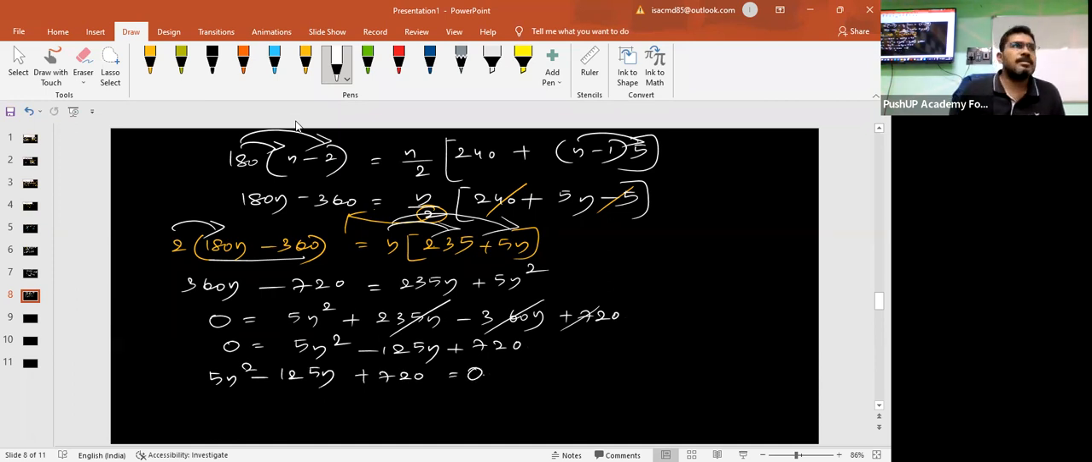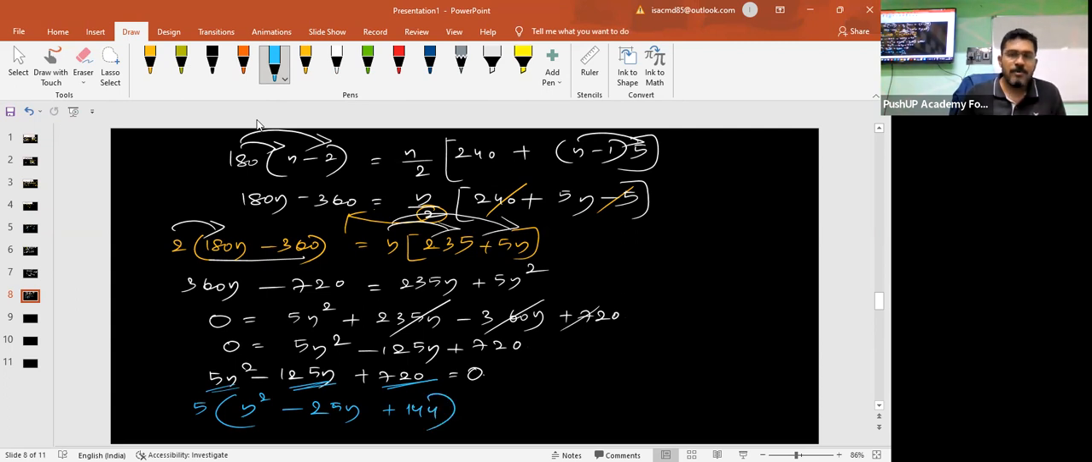This looks pretty decent. I think we can take a common factor because 5, 125 and 720. What is a common factor? 5. Very good. So 5 into, inside the bracket, n square minus 25n plus how much? 5 into how much is 720? 144, which is equal to 0. So n square minus 25n plus 144 is equal to 0. Because when you bring this 5 to the right hand side, it becomes 0 divided by 5.